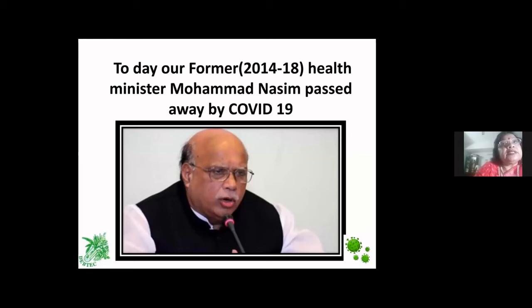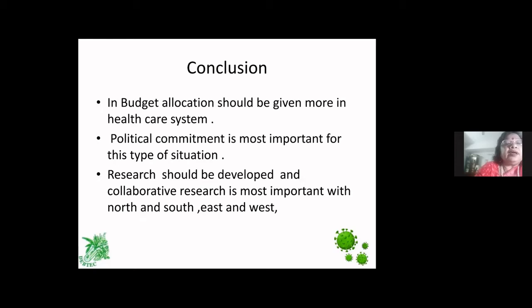I'm very pleased. In conclusion, our parliament, our finance minister, announced the budget, and the allocation is not adequate compared to what we expected. I can't give the figure because it is not found on the website. Political commitment is very important for our health care system in Bangladesh, which is lagging behind. And this time, everybody understands what happens to the healthcare system in Bangladesh when the VIPs and the rich people go abroad.